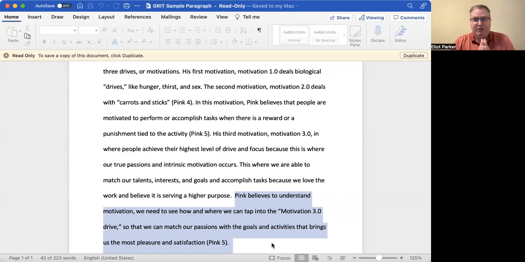Now, what I'm probably going to have to do if I'm going to do that is start another paragraph and talk about how all three of these motivations tie together to give us Pink's perspective and his sliver of what helps us establish grit. So that would be one way I would revise and maybe expand upon this a little bit.